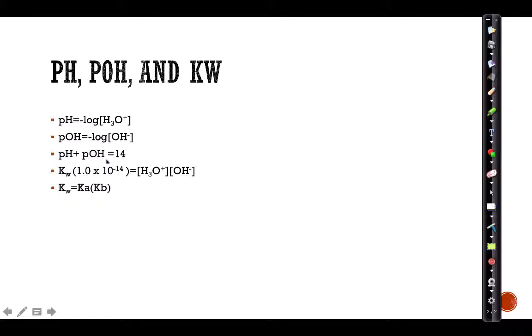Now water is kind of special because water actually will go through this reaction to a very small extent. So it'll actually make hydronium and hydroxide. Well, the constant for water, Kw, is equal to 1.0 times 10 to the -14, and that's equal to the concentration of hydronium times the concentration of hydroxide. And you don't need to memorize that. That is on your reference sheet.